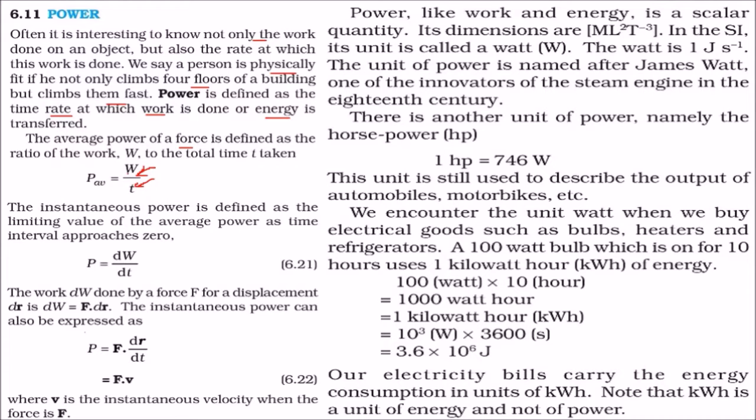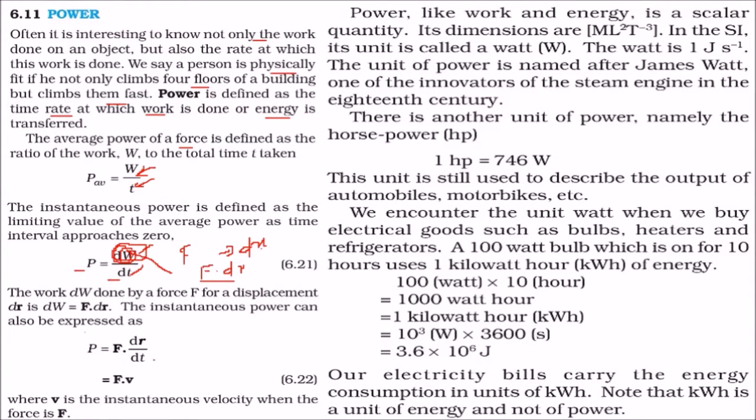So power is work by time, energy by time. For instantaneous power, for a very short time, we need to limit the value of delta t to a very, very small value, so it approaches zero. Now the power becomes dW by dt. This dW is the work done by the force for a certain displacement. So we say dW is equal to what? We know that dW is simply F dot dr, where dr is the displacement. So the instantaneous power can be expressed by replacing W with F dr.